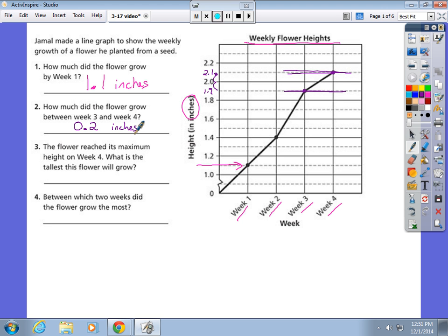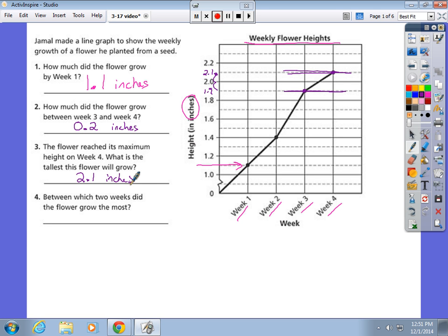The flower reached its maximum height on week 4. What is the tallest this flower will grow? Well, we already labeled that, 2 and 1/10 inches.